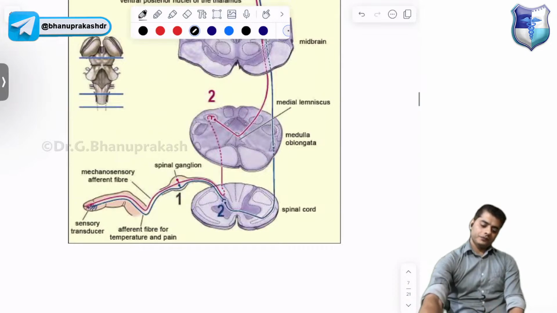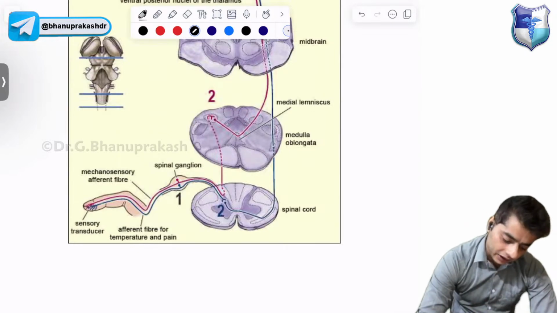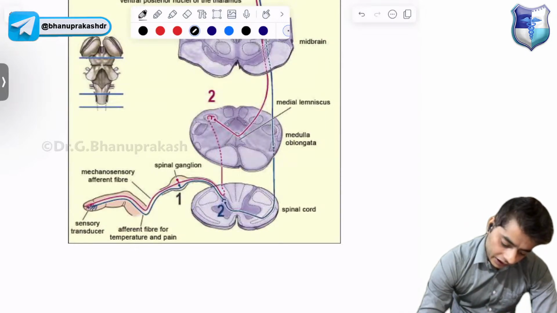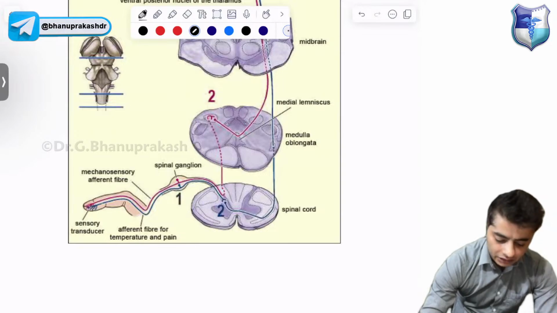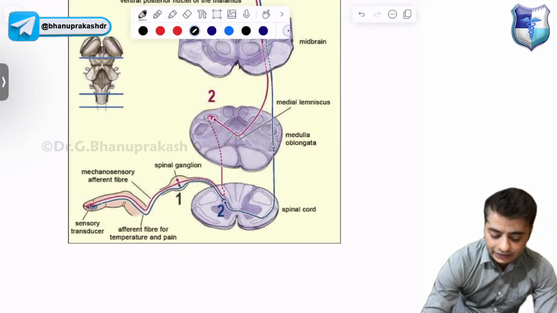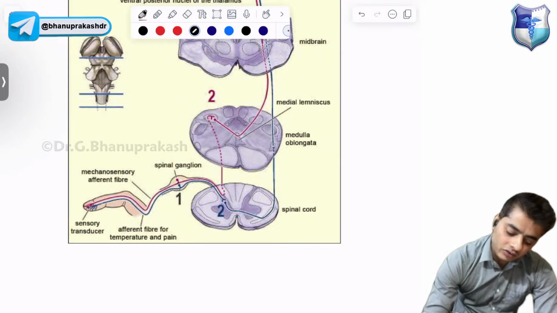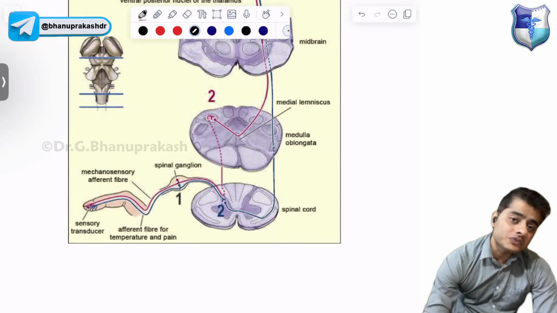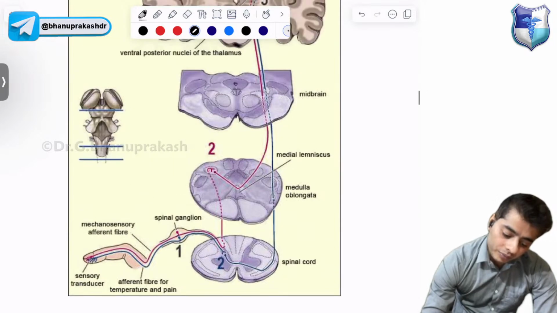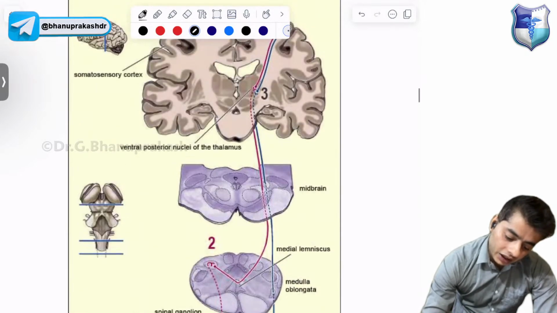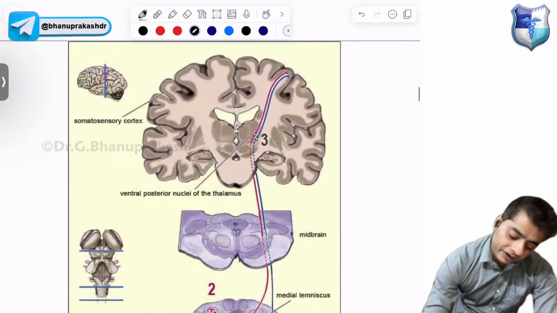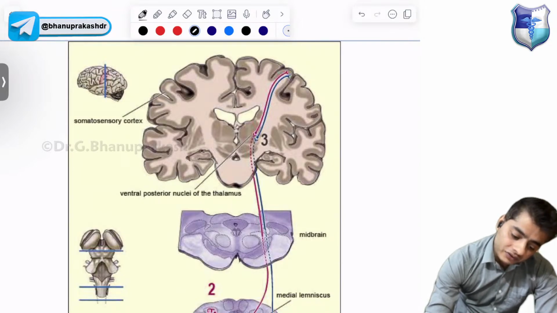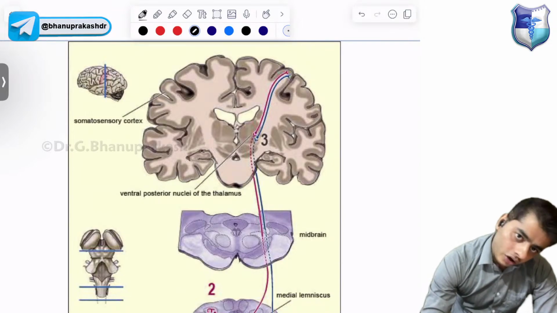Now, this is the same diagram which I have explained earlier. There is some afferent fiber for temperature and pain. They will go and terminate in the DRG, that is the spinal ganglion. From the spinal ganglion, the first order neuron will arise. They will terminate in a special part of the spinal cord that is known as substantia gelatinosa. From there, they will move forward and go to the ventral posterior nuclei of the thalamus. And from the thalamus, this information will go to the sensory cortex.